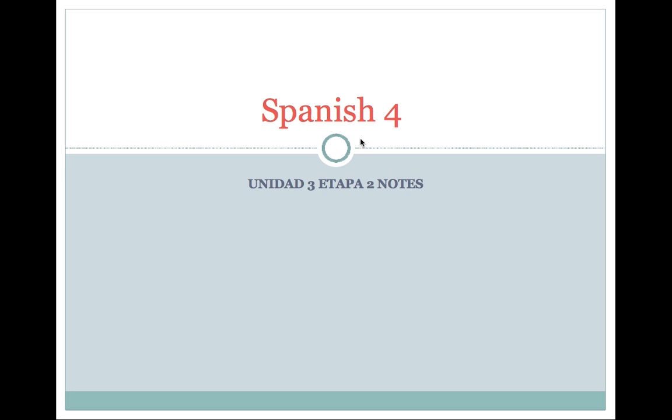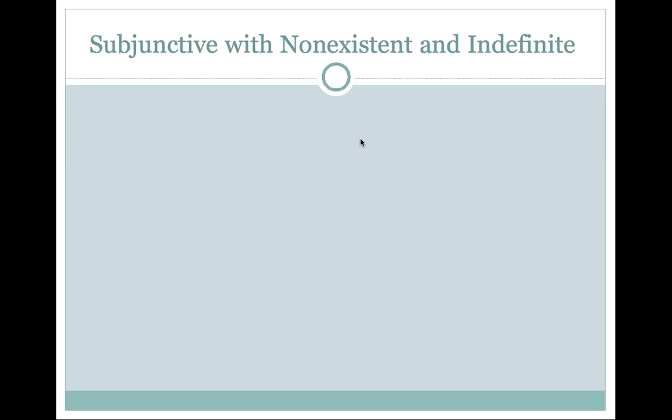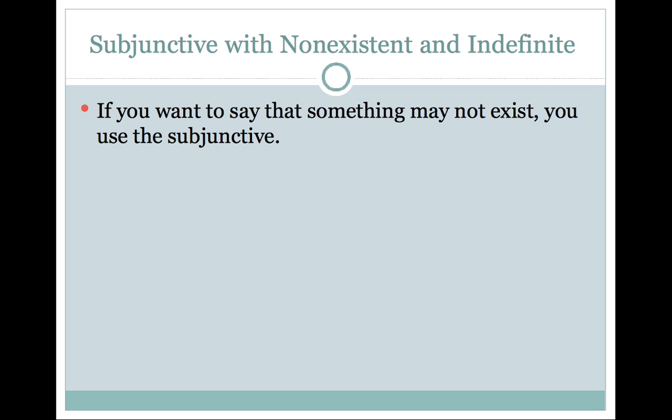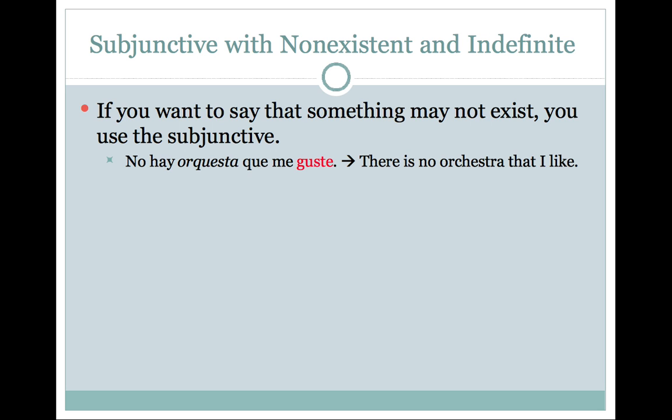Okay, today, starting the new chapter notes, we're using the subjunctive to talk about things that are non-existent or not as sure if it exists or not, basically. Remember how we've always used the subjunctive to talk about things that are wishy-washy, give your opinions, or unsure of the outcome when we use conjunctions. Same thing applies here. If you want to say something may not exist, you're not sure if there's anything out there that applies to that.